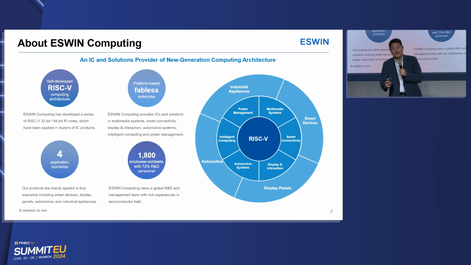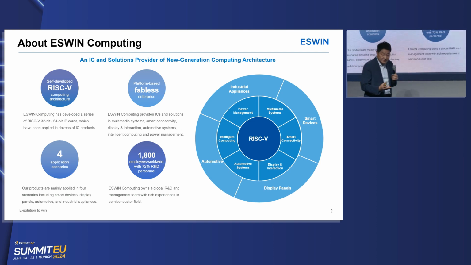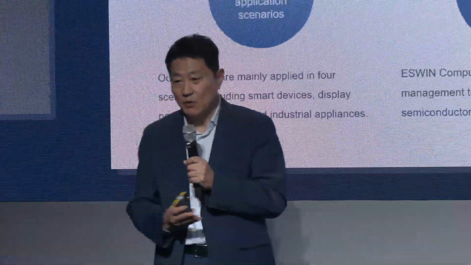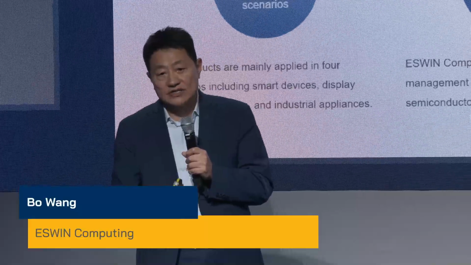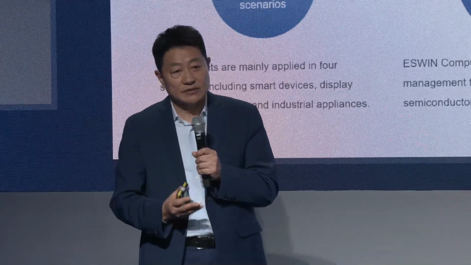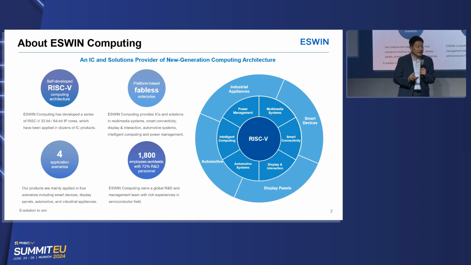ESWIN is a platform-based fabless company. Our core technology is RISC-V, as you can see. And we have 1,800 people worldwide, developing ICs and solutions across 4 scenarios, from panels to smart devices, to industrial and automotive.